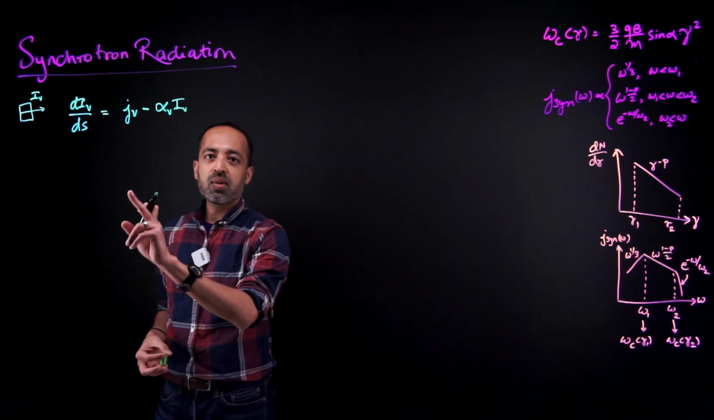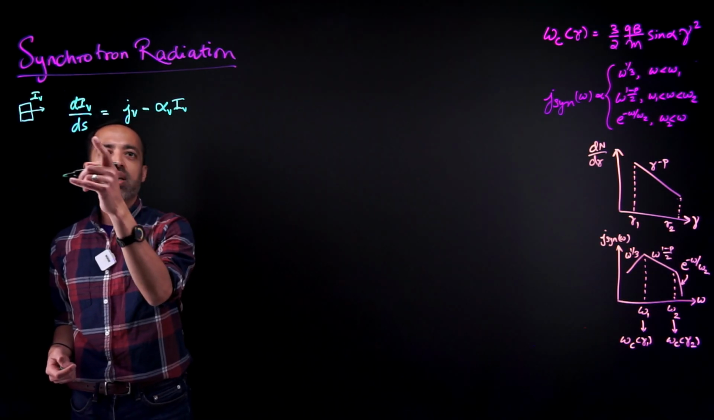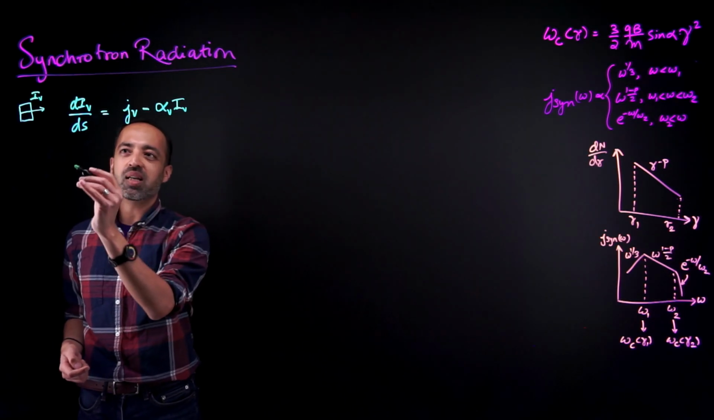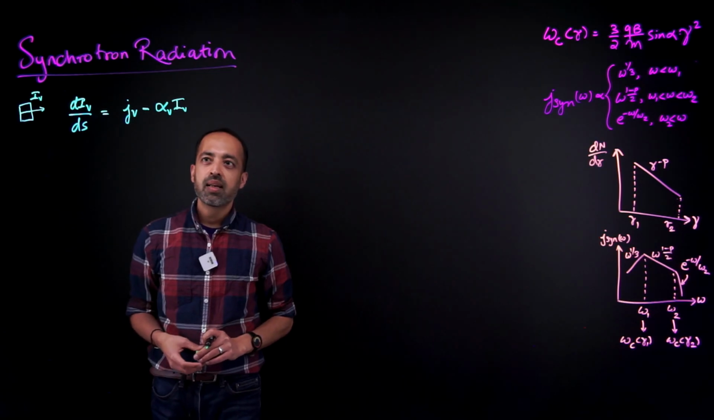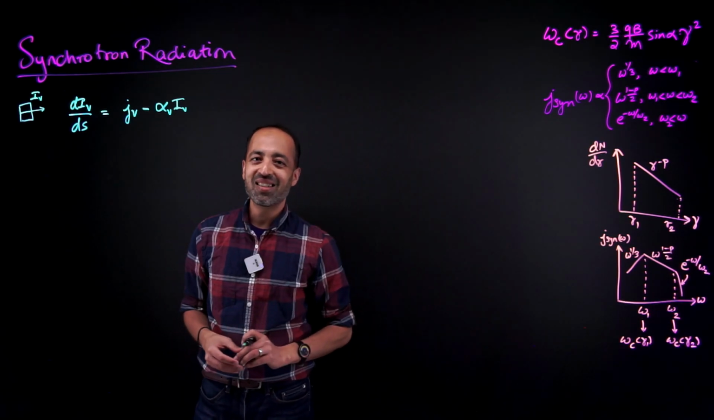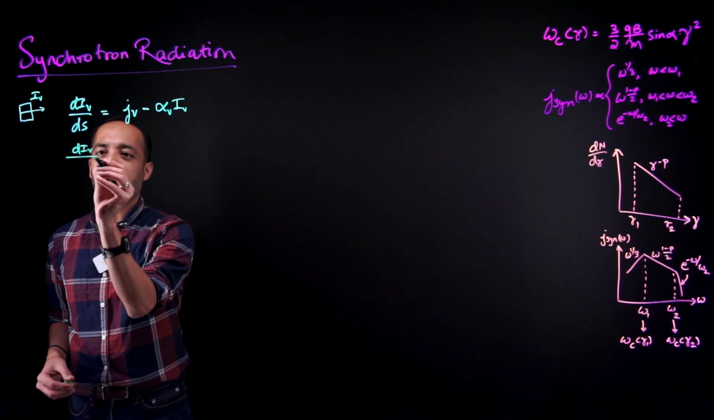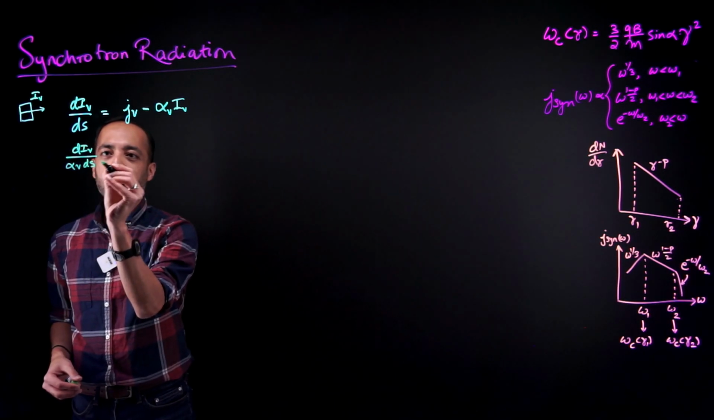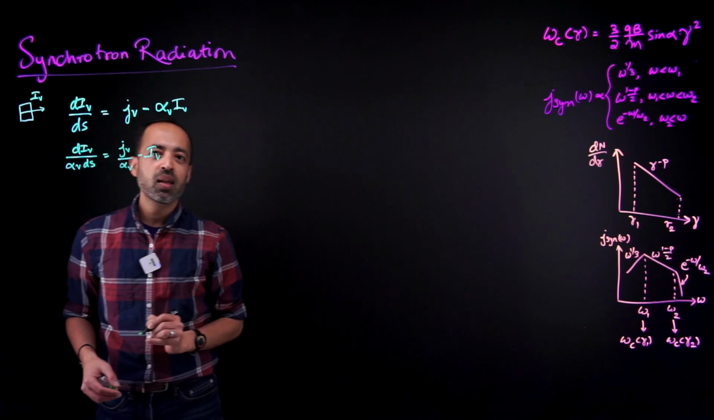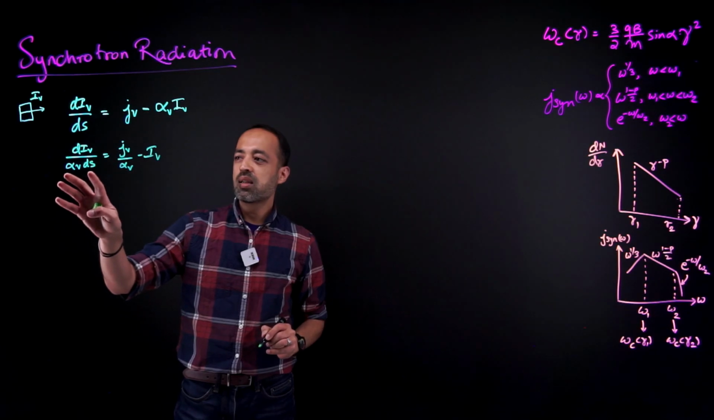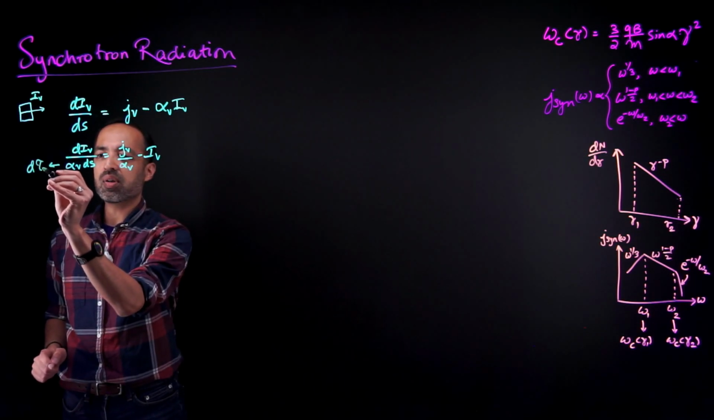But for now, I'm just going to write this in another form, which you may be more familiar with. And to do that, what we do is we divide both sides by this absorption coefficient, which just tells us how much light is being removed. And we'll go into the details of this in a second. And so we write dI nu by alpha nu ds is j nu over alpha nu minus I nu. And then traditionally, this quantity alpha nu ds is called the optical depth d tau nu.